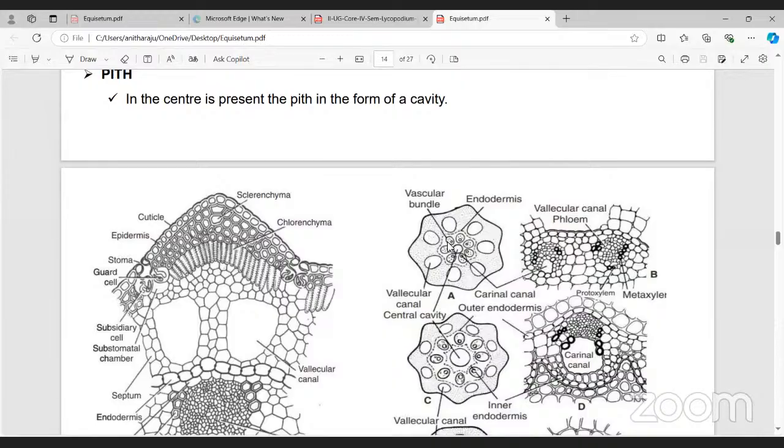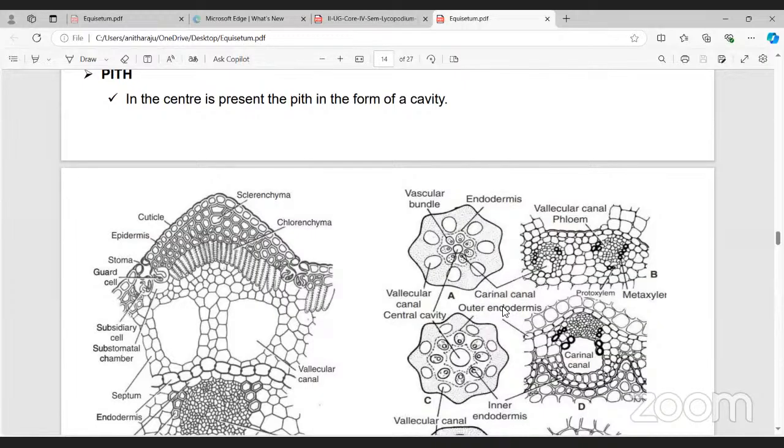In the diagram, in theory and practical also, you should draw it like this. The vallecular canal is alternate, not opposite, to the vascular bundle. That means between the vascular bundles, the vallecular canal is present. And inside the vascular bundle, the carinal canal.